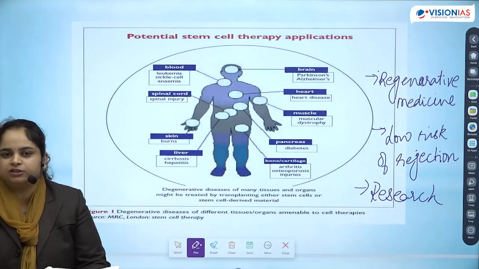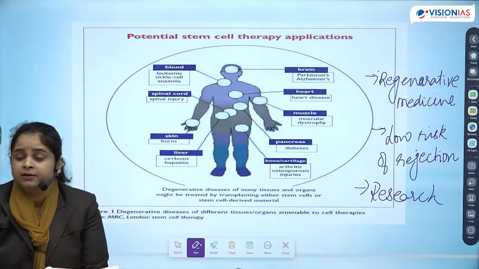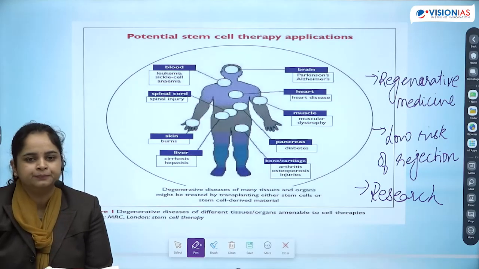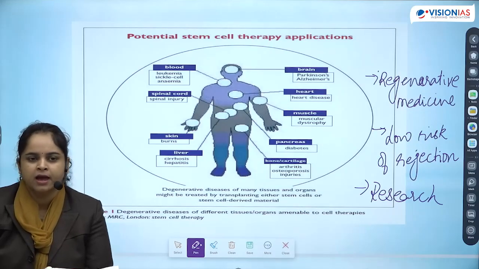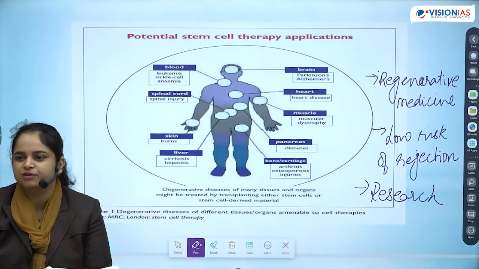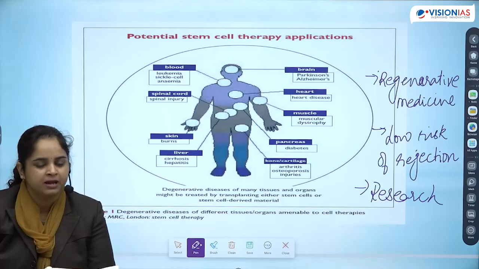Suppose I'm a pharmaceutical company and I have to create a medicine for, say, reducing acidity. Where is acid produced in the body? Which part? Stomach, right? तो मुझे stomach के लिए एक medicine बनानी है.